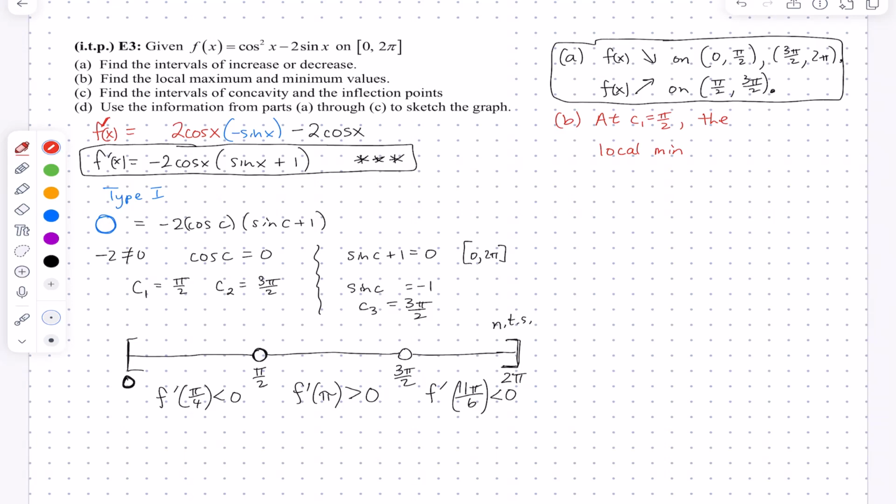So if you look at f evaluated at pi over 2, evaluate the function f at pi over 2. Cosine of pi over 2 is 0. And then sine of pi over 2 is 1. So this is negative 2.